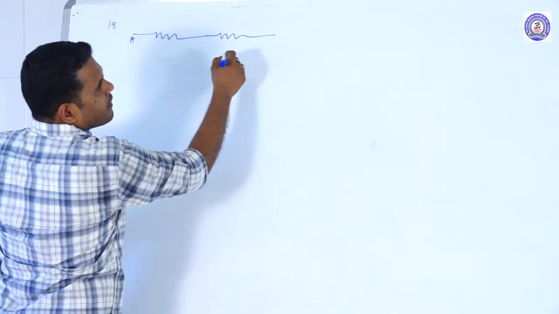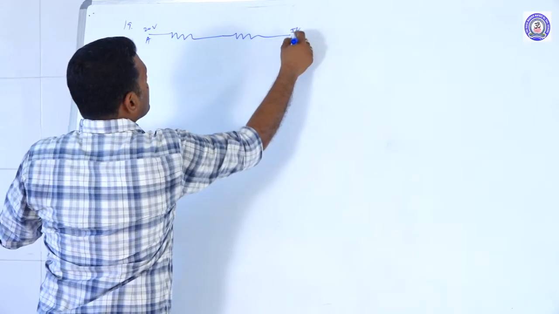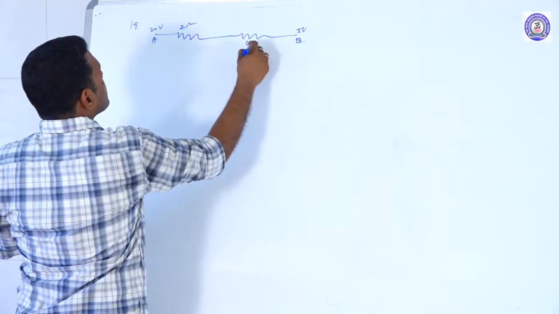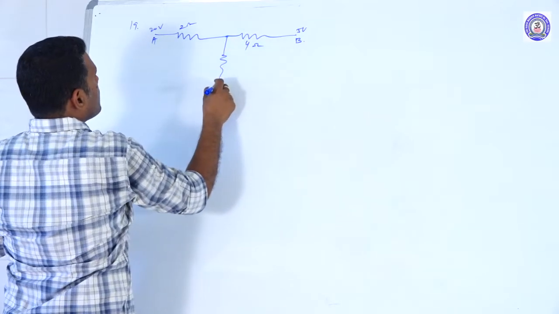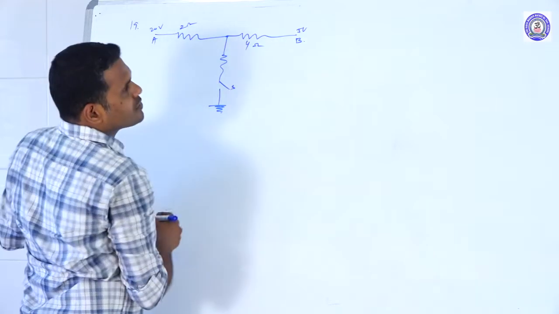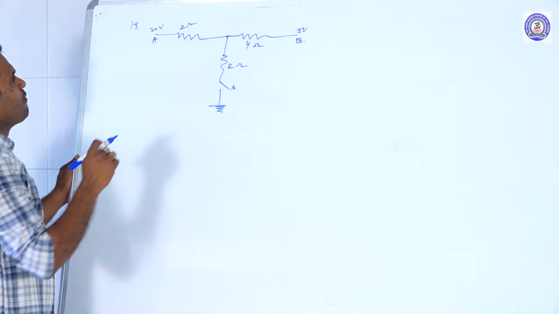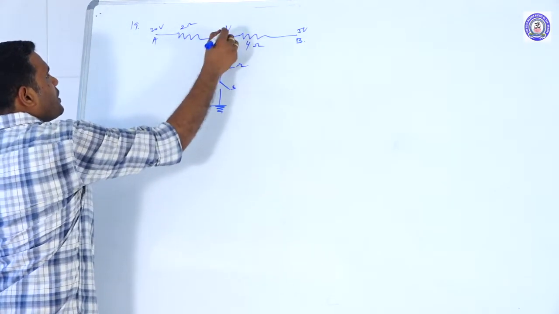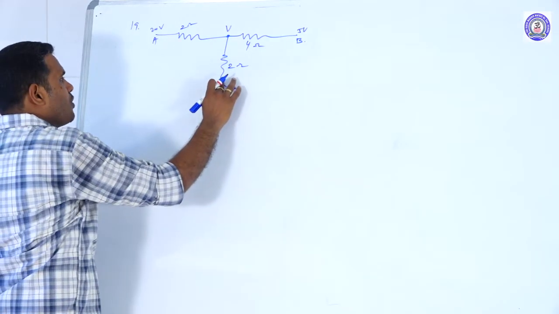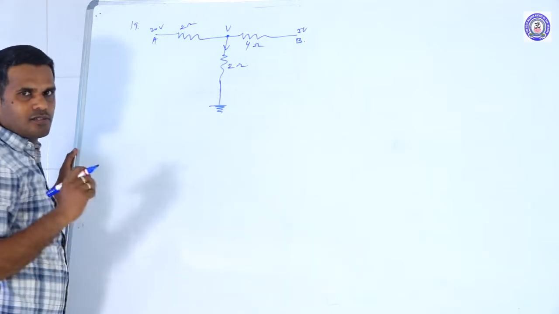This is A, which is 20 volt, and this one is 5 volt, which is B. This is 2 ohm, this one is 4 ohm. This is the ground. The switch is this, and this is 2 ohm. Let us assume the potential at this particular point is V. Here, if the switch S is closed, what is the current through this path? That's the question.